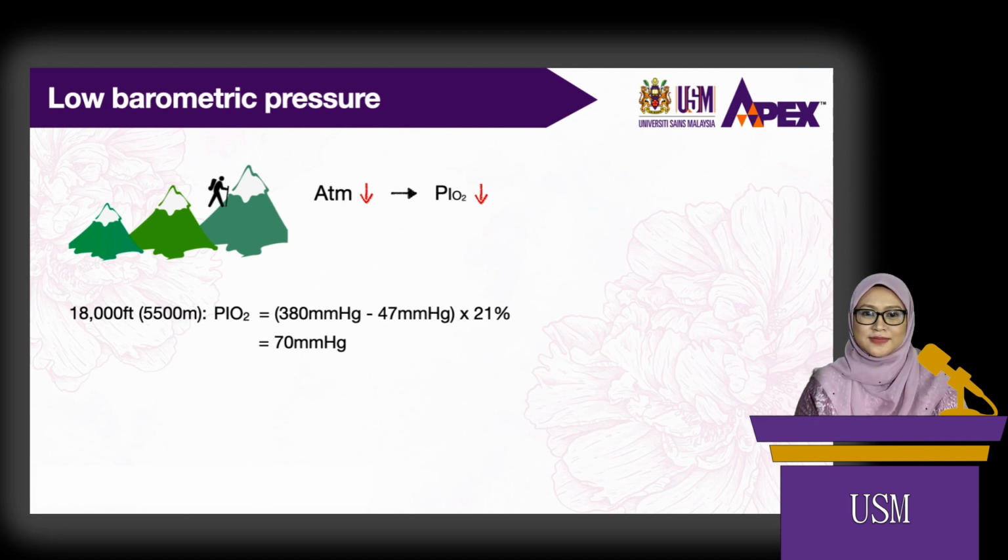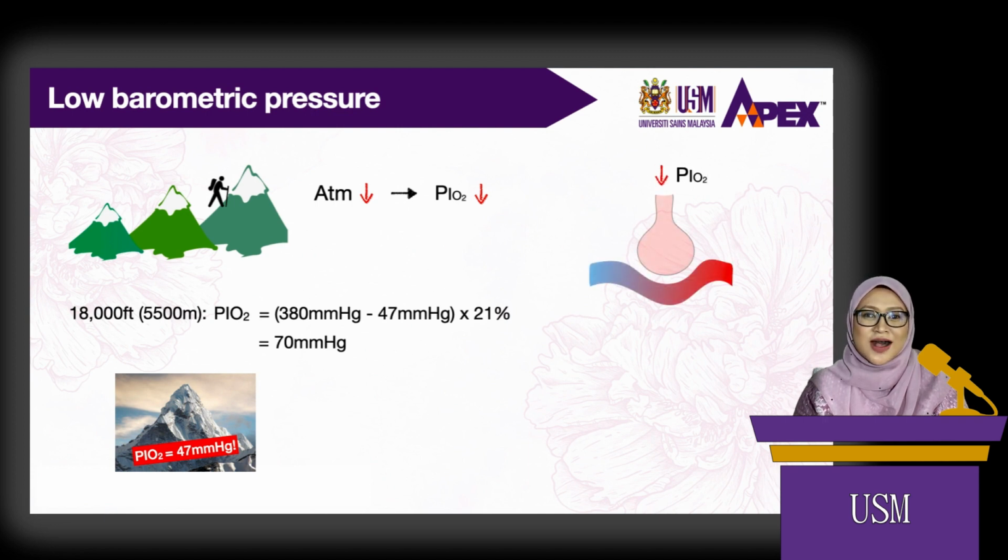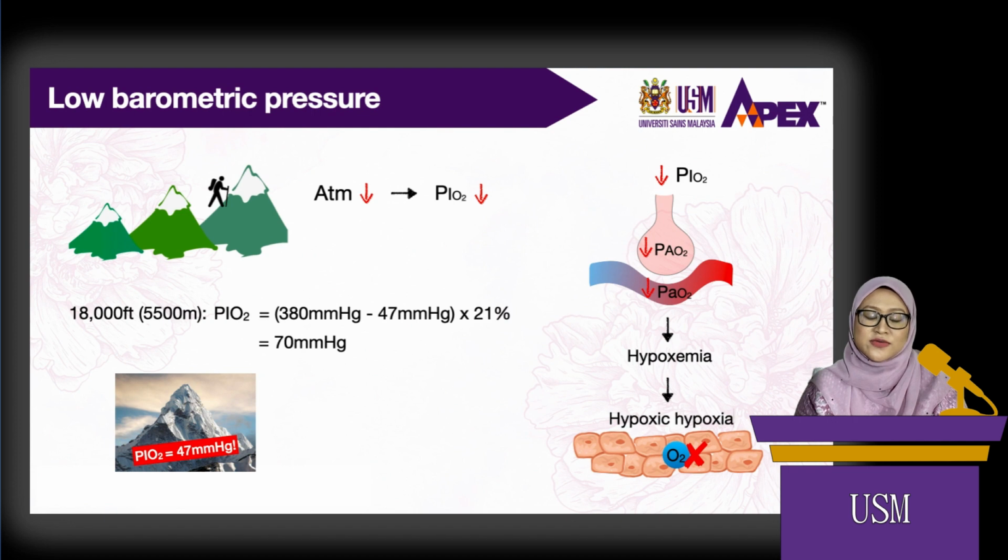At the peak of Mount Everest, which is 29,000 feet high, the partial pressure of oxygen is only 47 mmHg. Breathing there is not impossible, but requires respiratory acclimatization or adaptation. The lower pressure of oxygen in the inspired air will lead to a lower alveolar pressure of oxygen and arterial pressure of oxygen. Inadequate oxygenation of arterial blood, or hypoxemia, will cause hypoxic hypoxia, which is reduced oxygen delivery to the tissues.